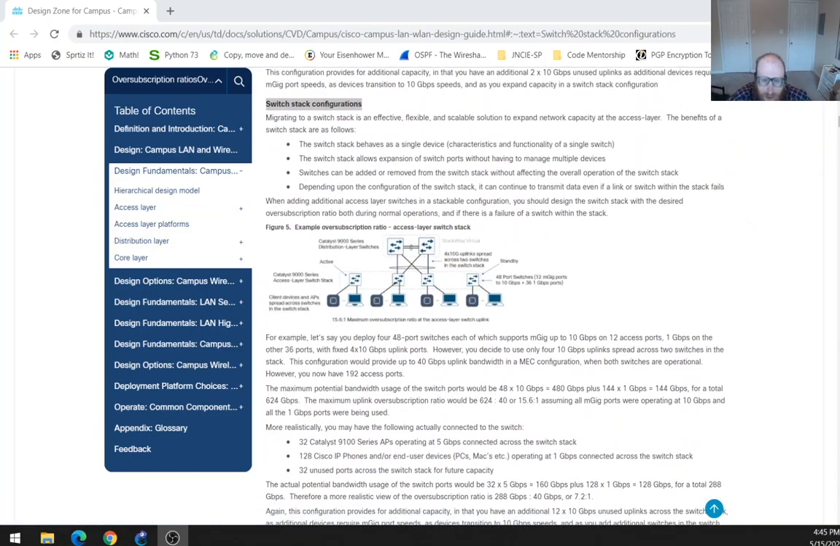For example, let's say you deploy four 48 port switches, each of which supports multi-gigabit line rates up to 10 gigabits on 12 access ports, 1 gigabit per second on the other 36 ports, with fixed 4 times 10 gigabit per second uplink ports. However, you decide to use only four 10 gigabit per second uplinks spread across 2 in the 2 switches in the stack.